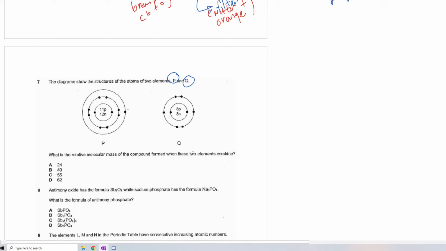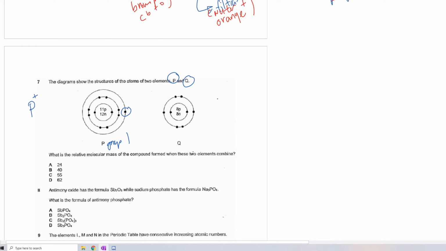The valence shell for P has only one electron. So we can conclude that P comes from group 1. Okay, and it would form the cation P plus by removing one electron to achieve stable electronic configuration.